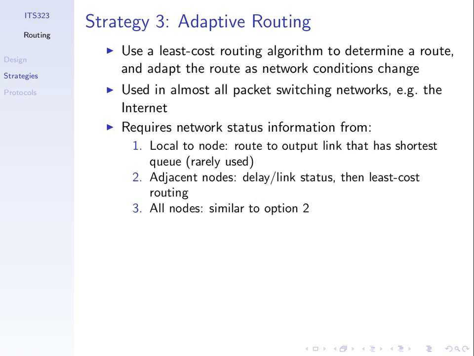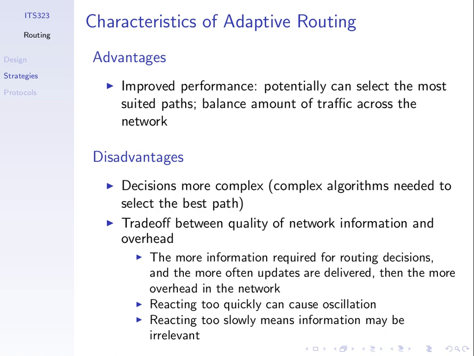Another approach, ask your neighbours, your adjacent nodes. Ask node 4 about its links. So node 1 has a larger view of the network information. And the full approach, ask all nodes. Ask each node about the current status of their links and collect that information, and from that information update the least cost routes. Compared to fixed routing, we can get improved performance in that we can more often choose the optimal paths.